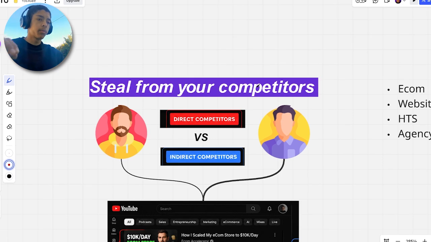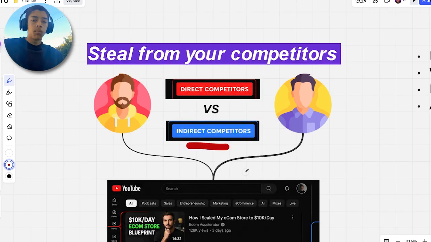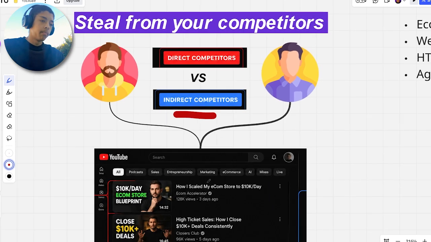Way number two, steal from your competitors. It doesn't matter if it's your direct or indirect competitor. So what is a direct competitor? Let's say you're in e-com, right? A direct competitor for you would be another person or organization in e-com. An indirect competitor is someone who is in a different business model, in a different niche, obviously, but they are still competing for the same viewers and more or less have the same ideas behind them.